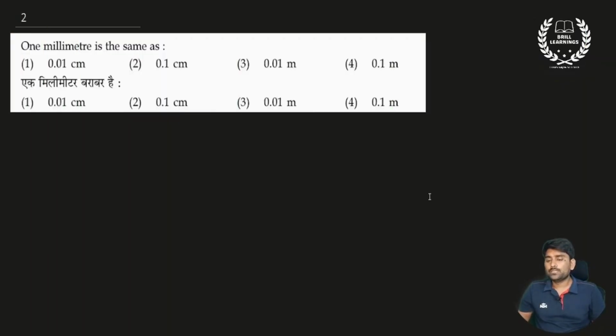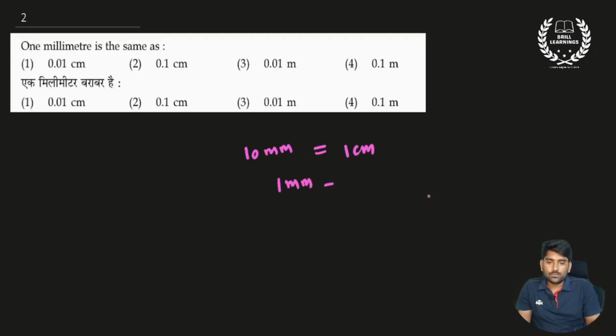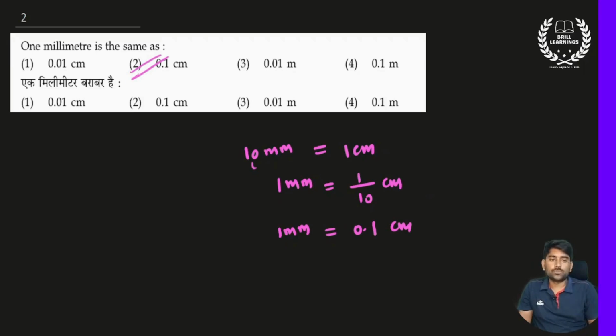1 millimeter is the same as... so simple question. Here, 10 millimeter is equal to 1 centimeter. They are asking about 1 millimeter, so bring this 10 to this side. So 1 by 10 centimeter. So 1 mm is equal to 0.1 centimeter. So the second one is the answer. Let's move on to the next question.